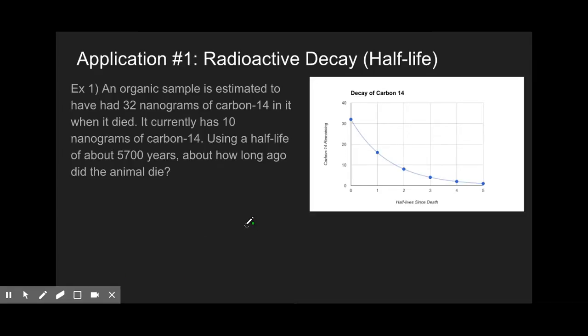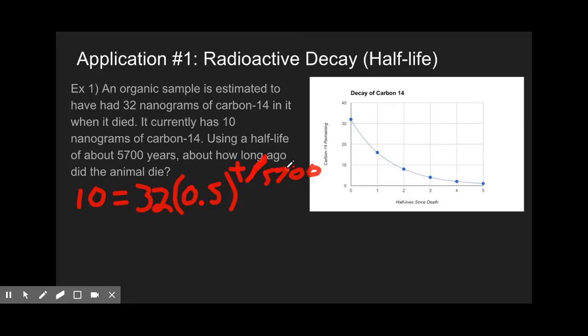All right, so we're going to take our formula, which you can currently see on your paper there. We have our current amount right here, 10, equals, and then we started with 32 nanograms, and then one half for half-life, and then our exponent is T divided by H. So we're looking for T. We want to know how long ago this animal died. So T divided by 5,700.